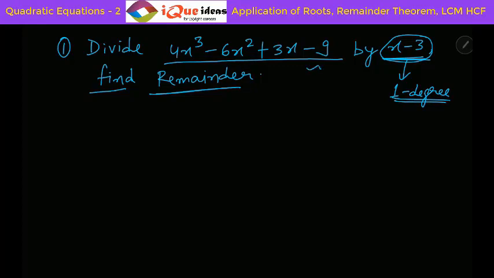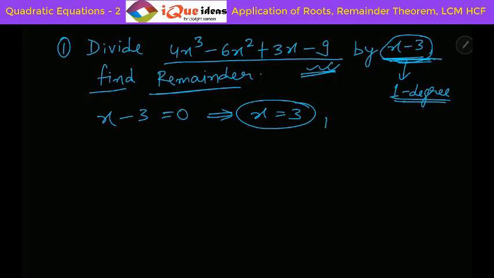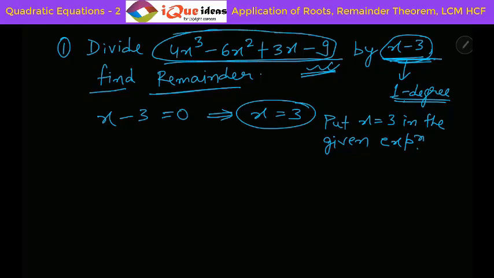The dividend, the thing which is going to be divided, can be of any degree. But the divisor has to be 1 degree. Here the divisor is x minus 3, that is 1 degree. We simply take the divisor equal to 0. From here we get the value of x equal to 3. So we put x equal to 3 in the given expression. Just put x equal to 3 in this, and you will be able to calculate your required remainder.